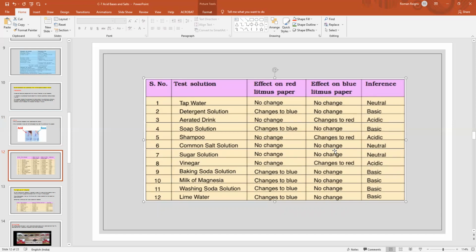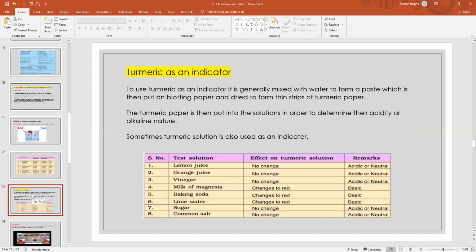Let's move to the next indicator. The next indicator is turmeric. How are we using turmeric as an indicator? You only have to mix the turmeric powder in water and make a paste. Then you place it on a blotting paper and dry it, and you make a turmeric paper.